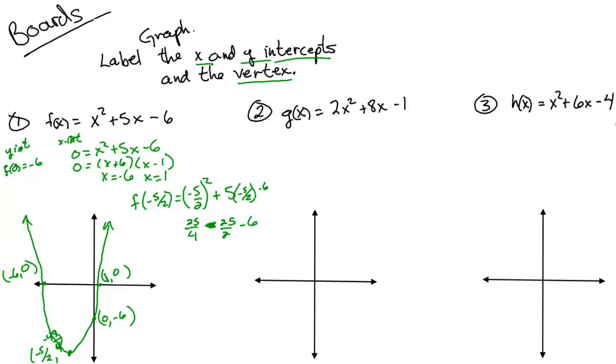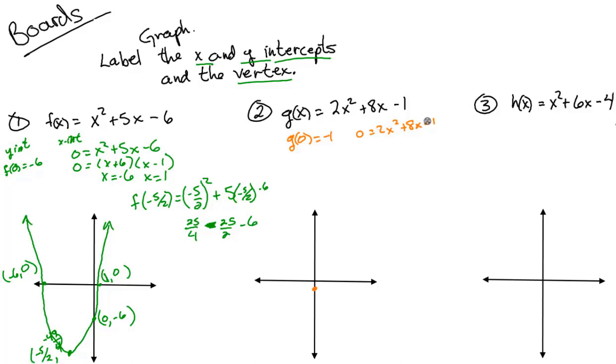Okay, next one. g of 0. That is 2 times 0 plus 8 times 0 minus 1. 0, negative 1. Yay, we found one. I love it. Okay, now let's stick in 0 for y. 2x squared plus 8x minus 1. Does this have any hope of factoring?